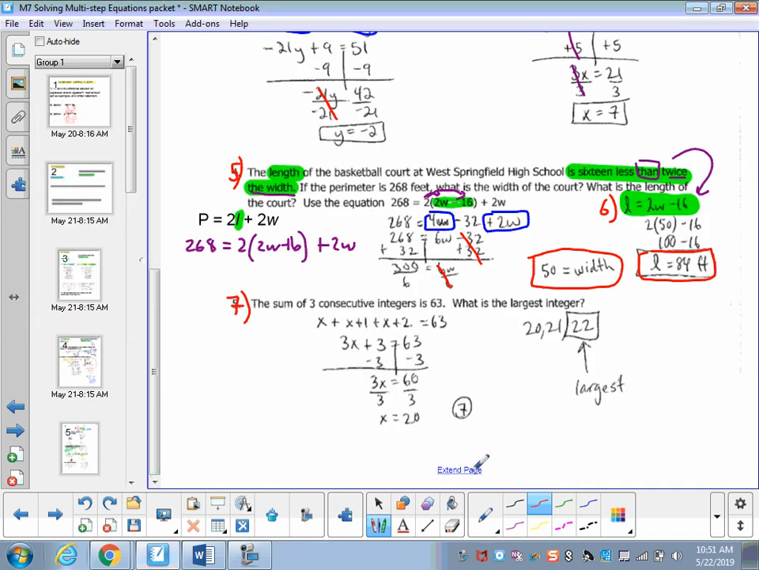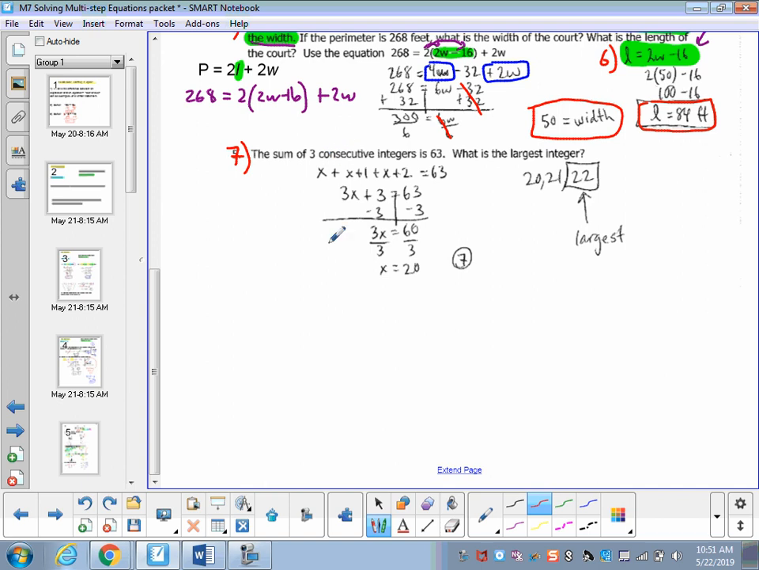All right, now for this problem, consecutive means back to back to back. So we have one number out there, that's the first number in our list. We have another number that comes right after it, so that would be that number plus 1. And then the number after that would be x plus 2. Let me model this for you.